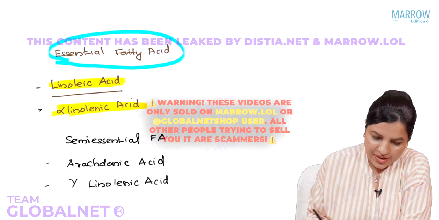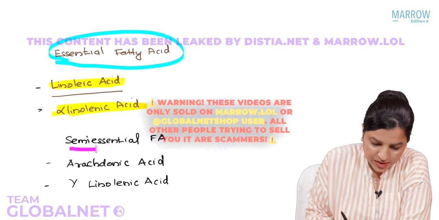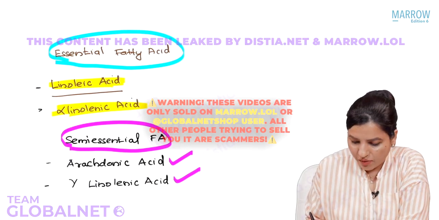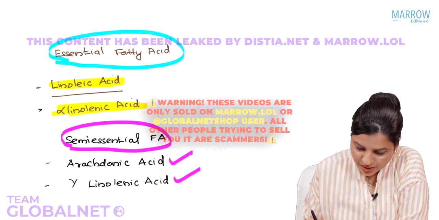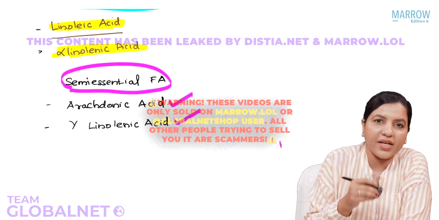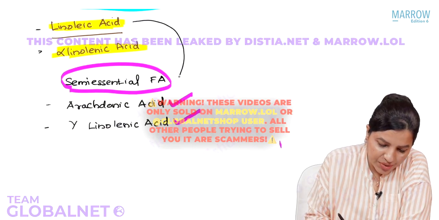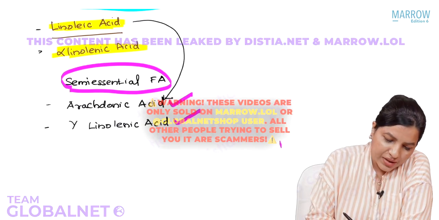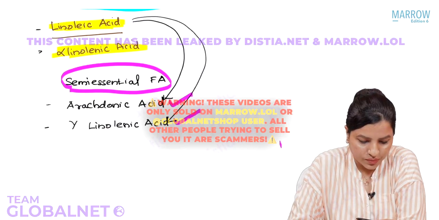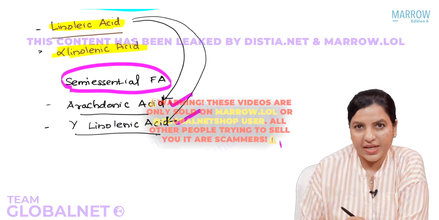So which are the semi-essential fatty acids? Semi-essential fatty acids are arachidonic acid and gamma linolenic acid. Why are these semi-essential fatty acids? These are semi-essential because they can be synthesized from the essential fatty acid. For example, linoleic acid can be converted to arachidonic acid. Then linoleic acid can be converted to gamma linolenic acid also. So that is why these two fatty acids are considered semi-essential fatty acids.